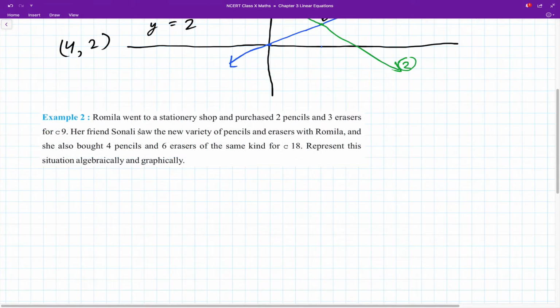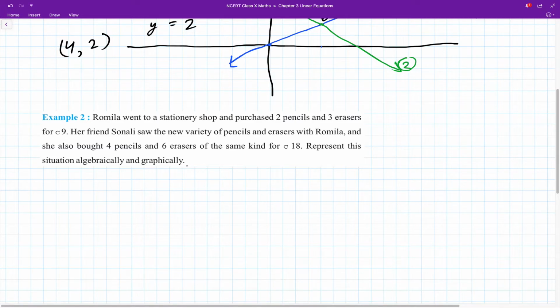Okay, so what do we have here? Romila went to a stationery shop and purchased 2 pencils and 3 erasers for 9 rupees. Her friend Sonali saw the new variety of pencils and erasers with Romila, and she also bought 4 pencils and 6 erasers of the same kind for 18 rupees. Represent this situation algebraically and graphically.